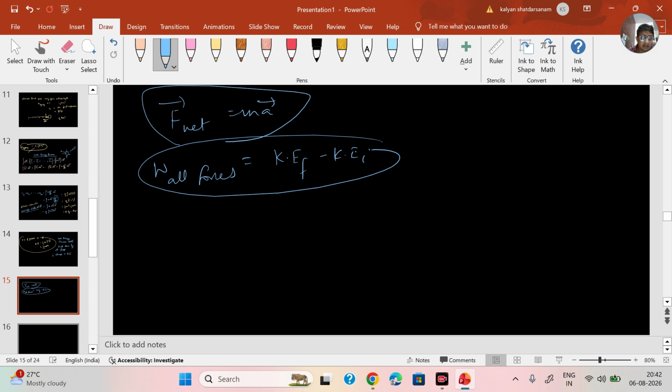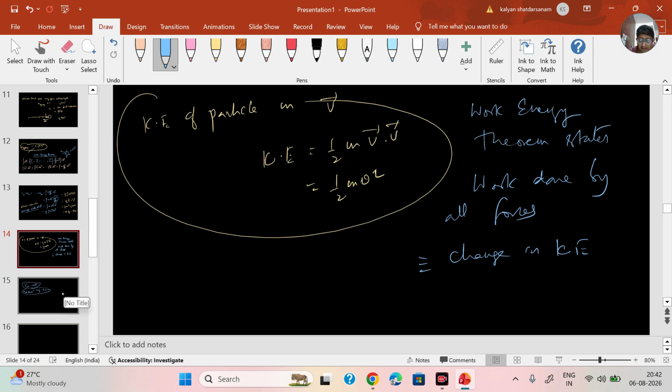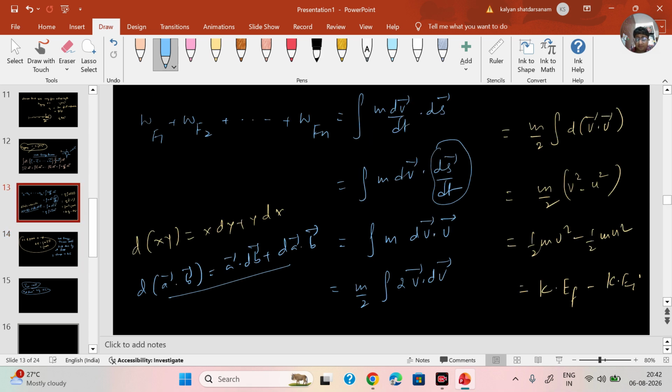Sometimes you can do a problem in multiple methods. You can do it in the force method and you'll get the same answer. You can do it in the work energy method and you get the same answer. So both ways you get the same answer. We'll see examples. So my proof is done now.